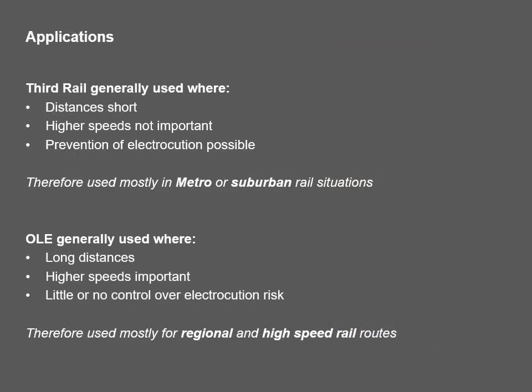So, in terms of applications, third rail is generally used where distances are short, higher speeds aren't that important, and prevention of electrocution is possible. So therefore it is used in metros or suburban rail situations. Overhead line electrification is generally used for longer distances, where higher speeds are important, and there's little or no control over electrocution risk, and therefore they're used for regional or high-speed rail routes.